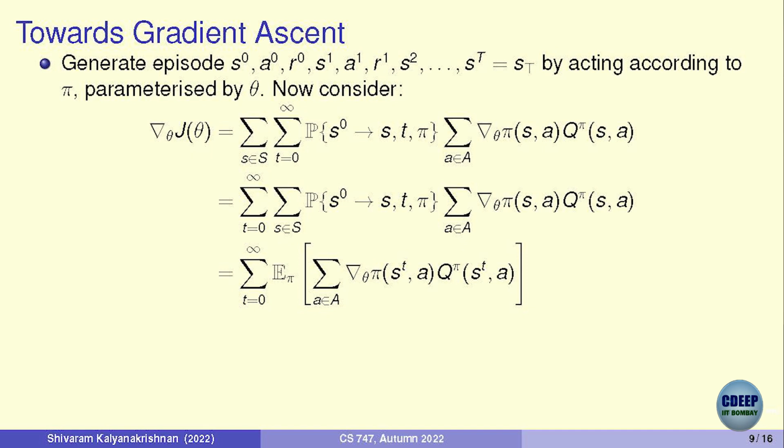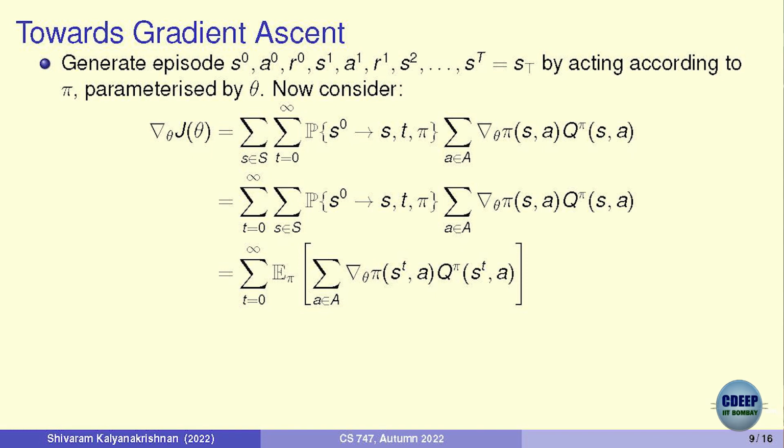Now, you don't know this probability distribution, but you can certainly sample from it. So how do you sample from it? You start at s naught, and you run lots and lots of episodes if you so want. But on any given episode, if you look at the t-th time step, what you have is a sample from the distribution that you have over here.